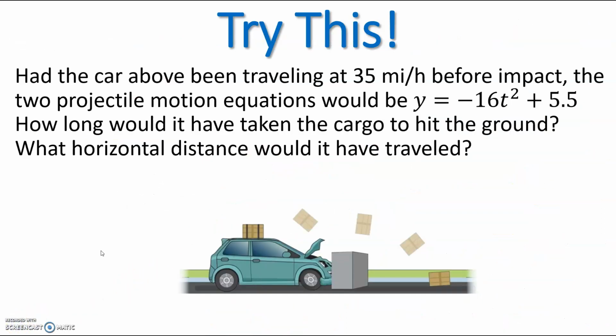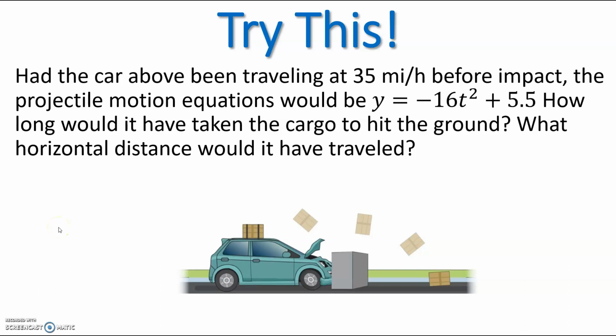Now it's your turn to try. Had the above car been traveling at 35 miles per hour before impact, the projectile motion equation would be y is equal to negative 16.1 t squared plus 5.5. How long would it have taken the cargo to hit the ground? What horizontal distance would it have traveled? Give it a try.